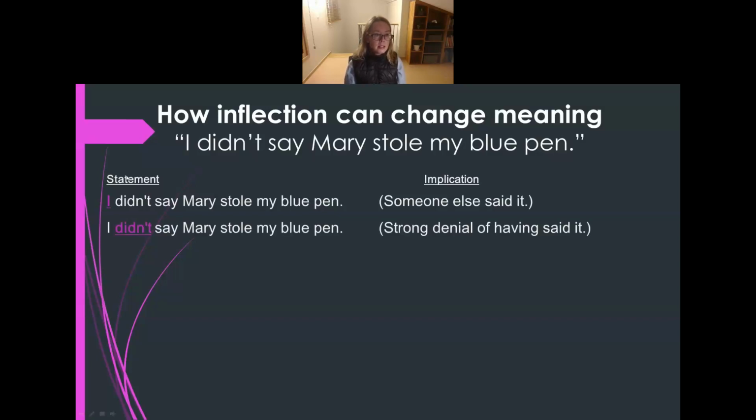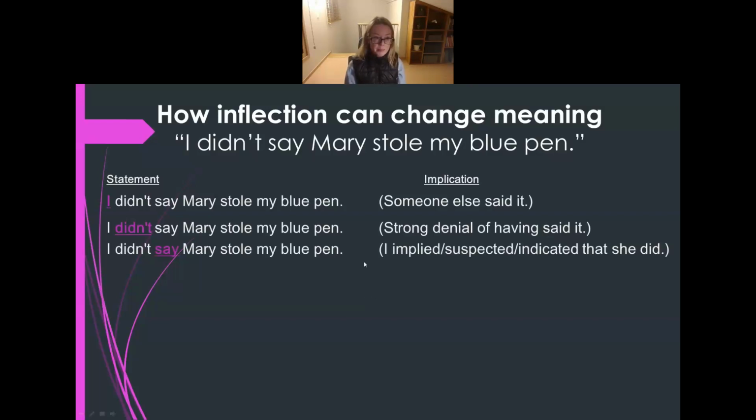Okay, next. "I didn't say Mary stole my blue pen." So that's strong denial of having said it, right? "I didn't say Mary stole my blue pen." "I didn't say Mary stole my blue pen." So there you're implying or you suspected that she did it, kind of indicating that she did it.